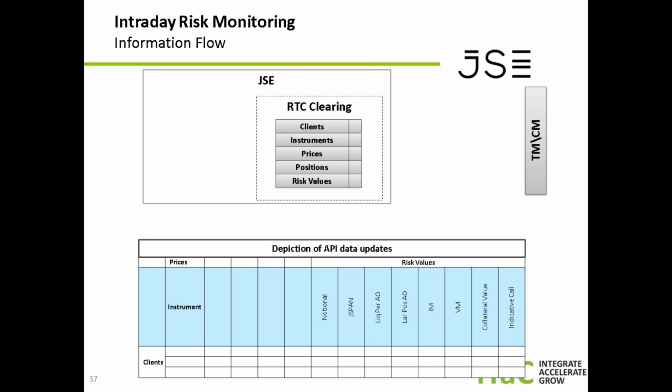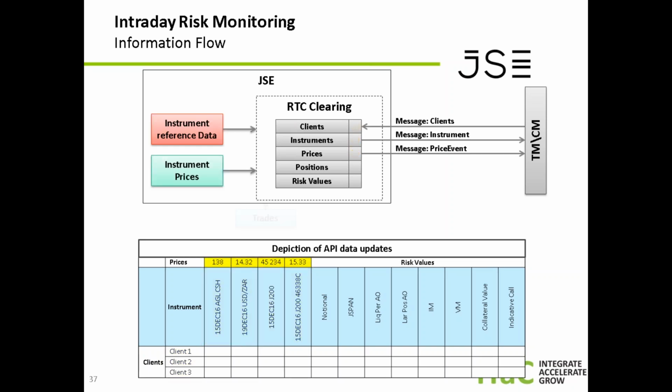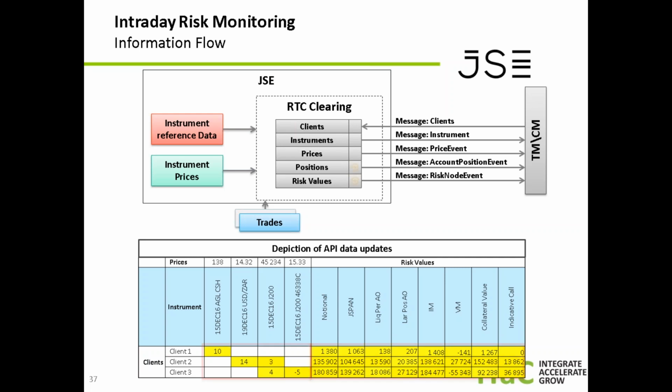If we add reference data to the whole system, you'll get the reference data. We'll add instrument prices. And now we start trading. And now suddenly your positions get updated. So we get the trades in, the JSE will give you the account position event, we'll say here's your positions, we'll give you your trades, and then the one that we've been looking at now is the risk node event with all of the risk numbers.